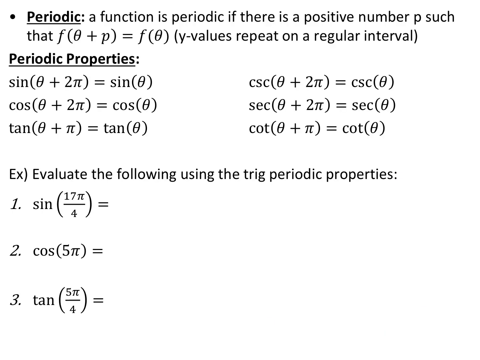A major property of all trig functions is the fact that they are periodic, which means that your y values repeat over a regular interval. So there's a specific length of x coordinates that then repeats your whole set of y coordinates over and over again. So what that means is that your y coordinate at some angle plus whatever the periodic value is, p, is going to be the same as your y coordinate at just the original angle theta.